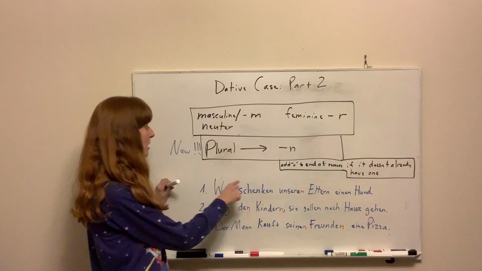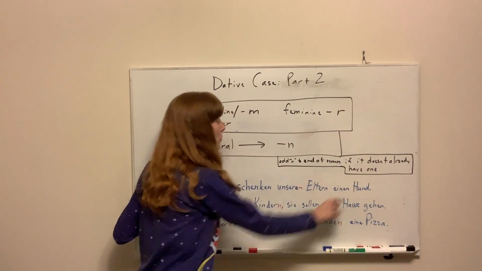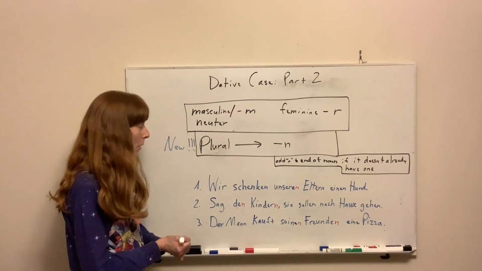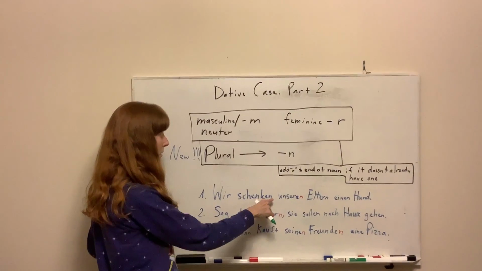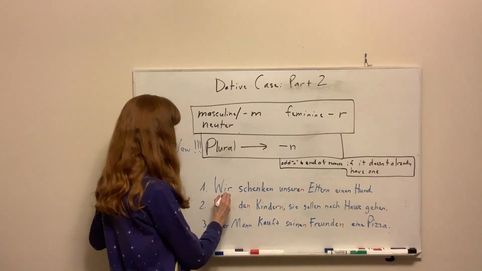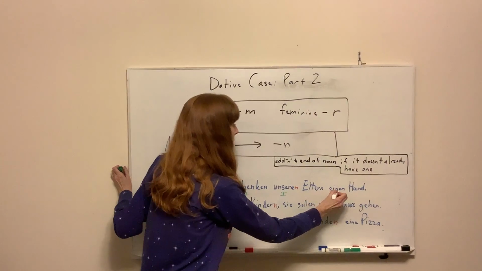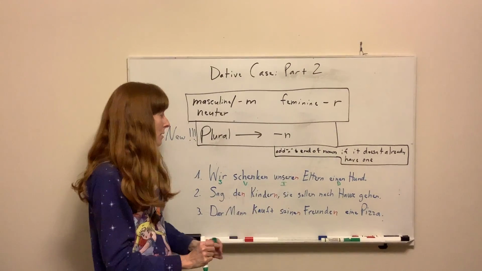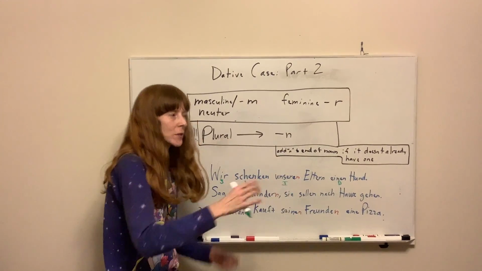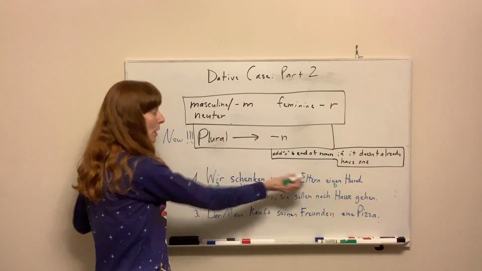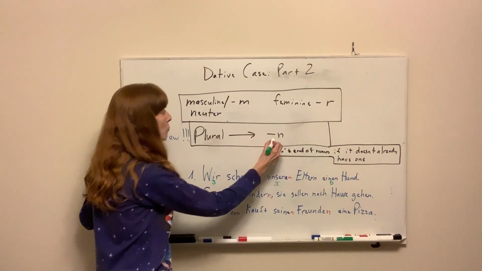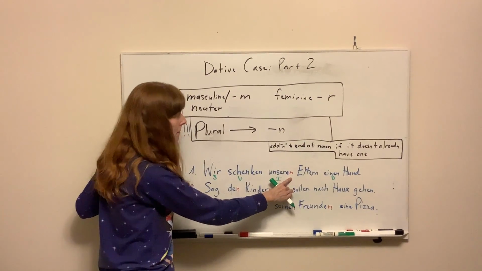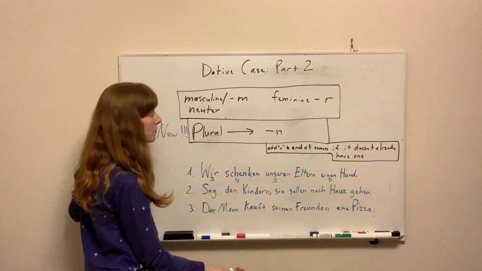First one: Wir schenken unseren Eltern einen Hund. We're giving to our parents a dog. Now, you know that this is an indirect object, so we've got SVID here: subject, verb, indirect, direct. To our parents is who we're giving a dog to, so that's why it's indirect. Parents are plural, die Eltern, so we're going to have to put that N right here. That's why it's in red, just to highlight that this is the dative case, an indirect object.